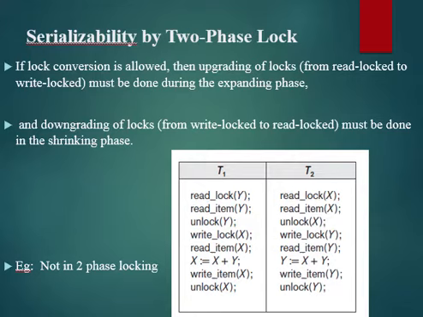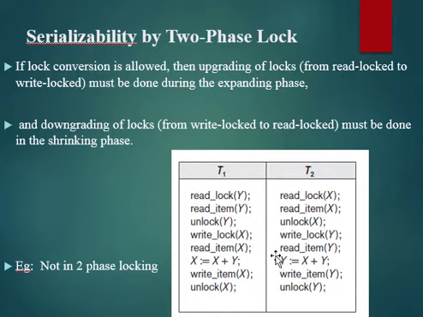Since we are using this technique, two-phase locking, if lock conversion is allowed, then upgrading of locks, that means moving from read lock to write lock, we have to do in the expanding phase. And if we are thinking about downgrading of locks, that is from write lock to read lock, we have to do it only in the shrinking phase.